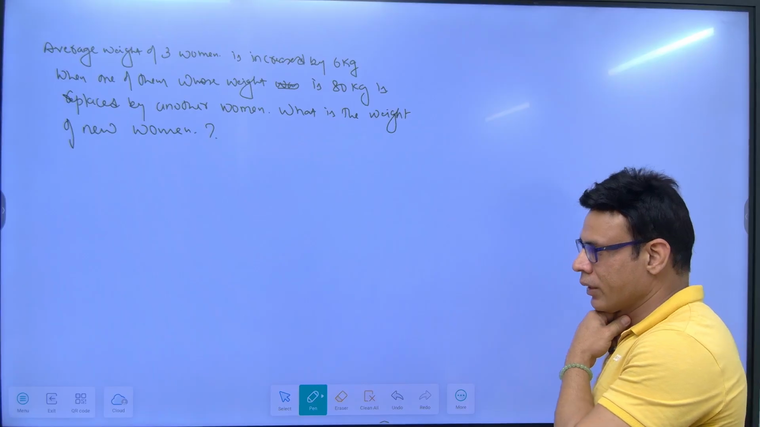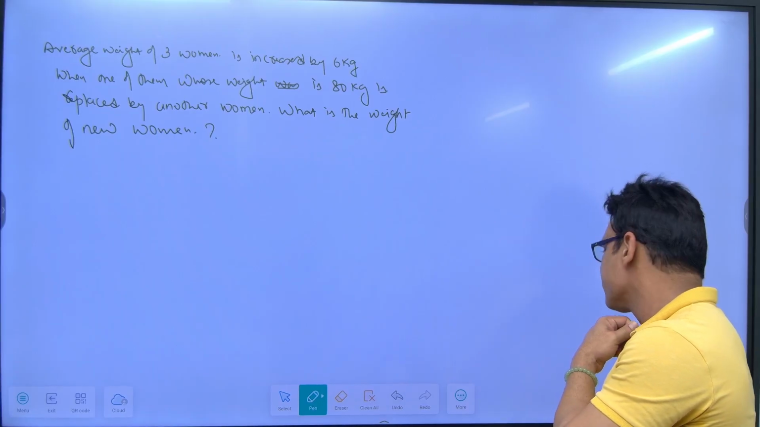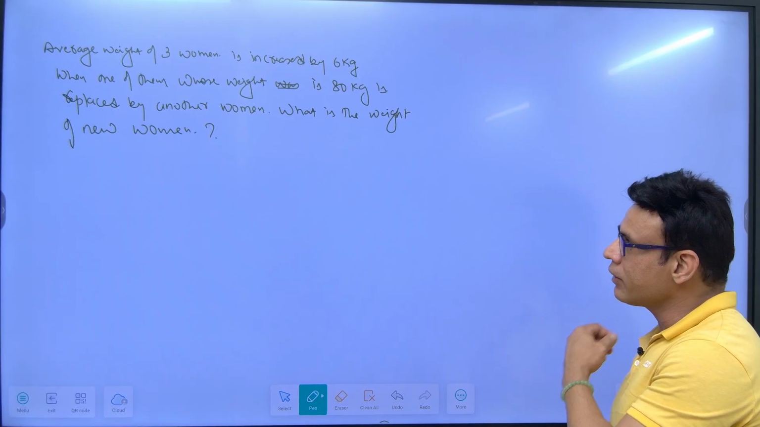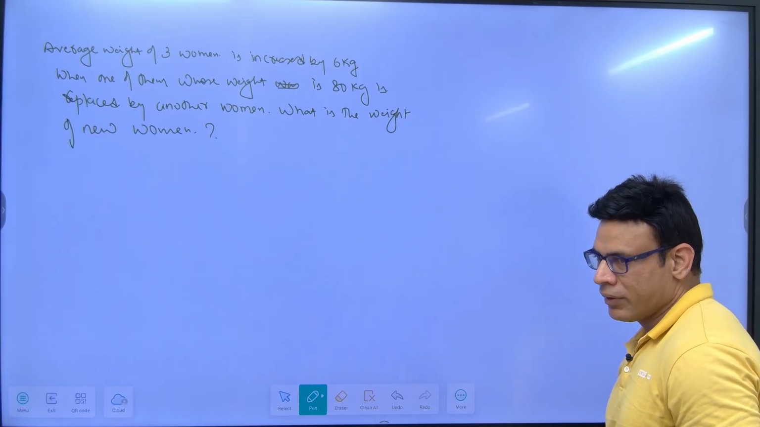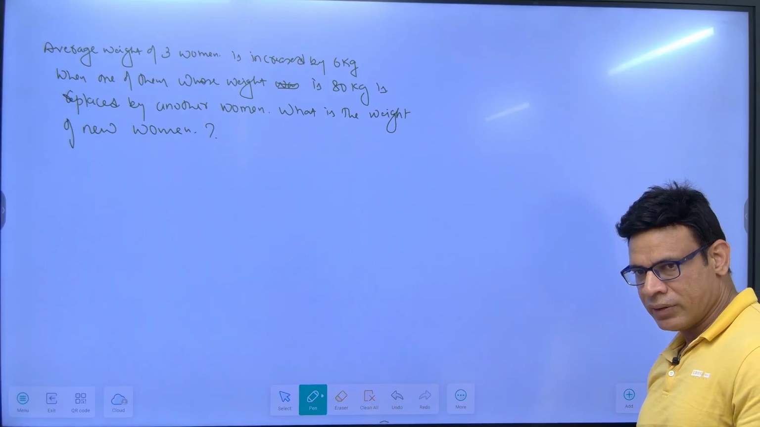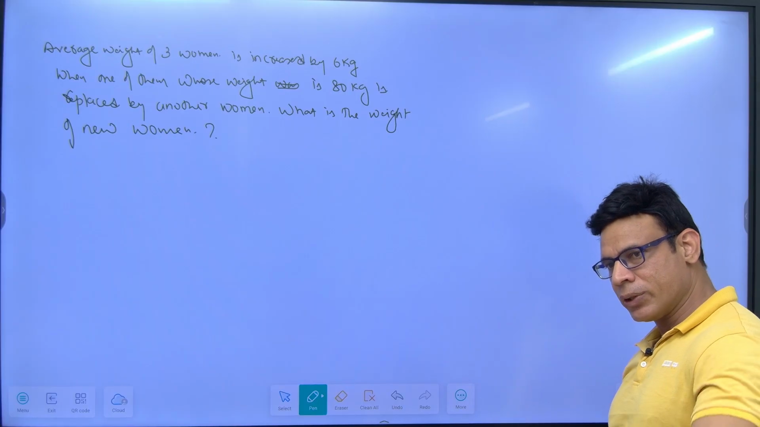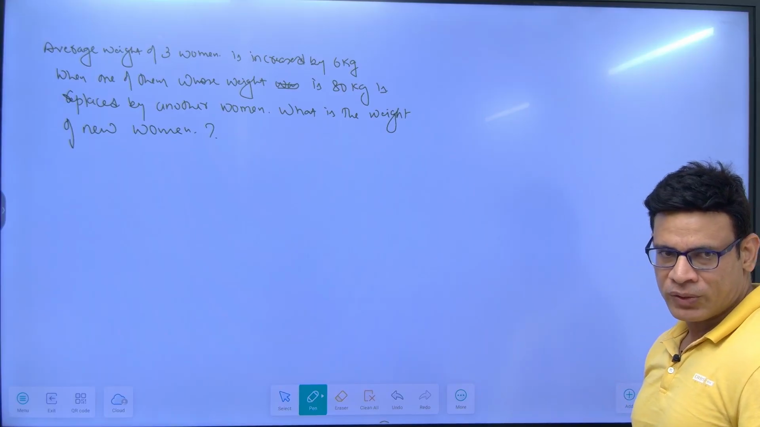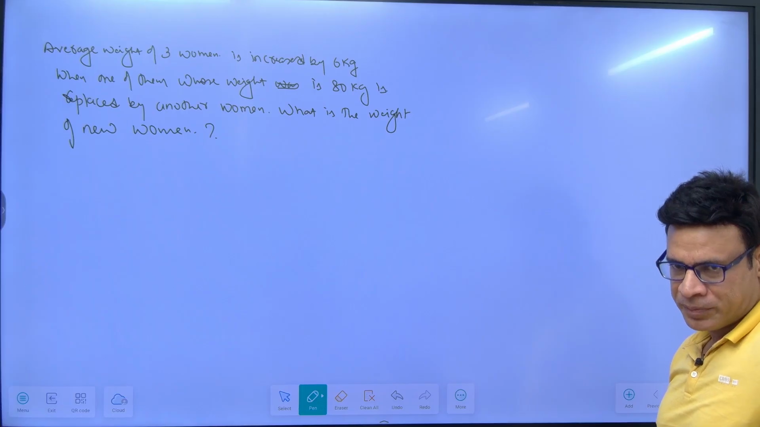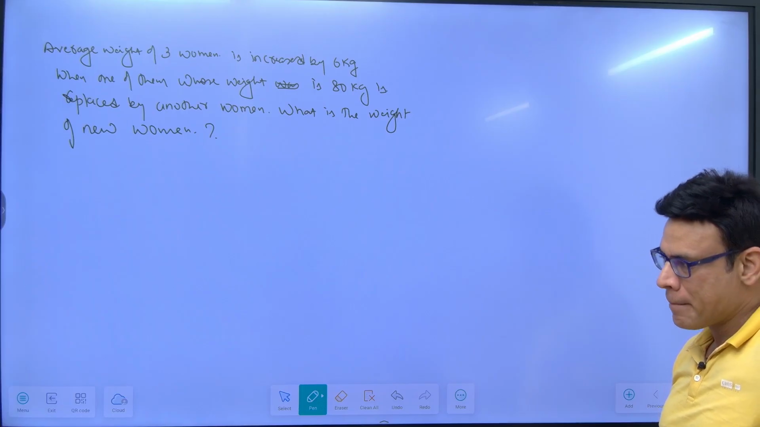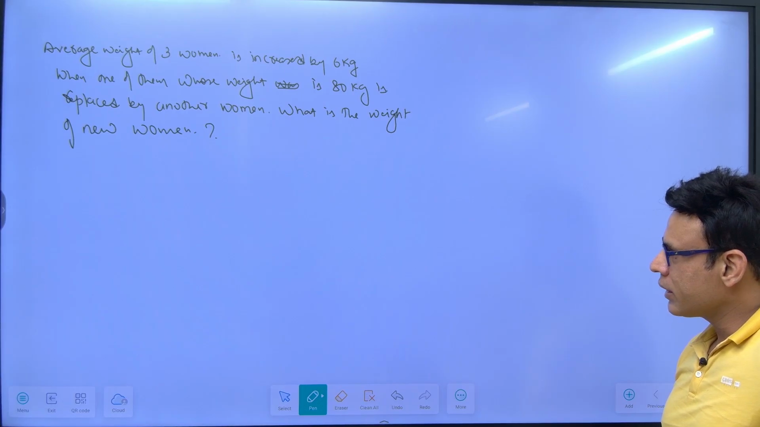Okay. What is happening in this case? There are 3 women, right? Their weight increases by what? 6 kg. When one of them, out of these 3, goes, another one joins. So the average weight increases by what? 6 kg. Okay. Let's try to understand this question.